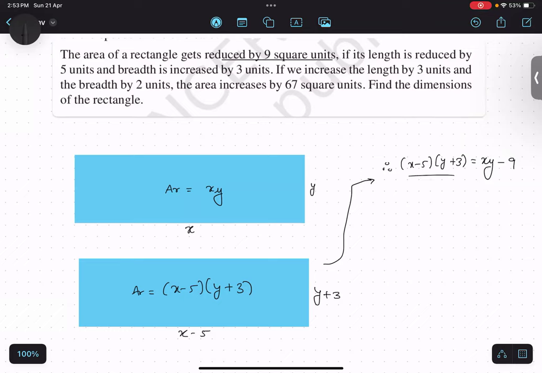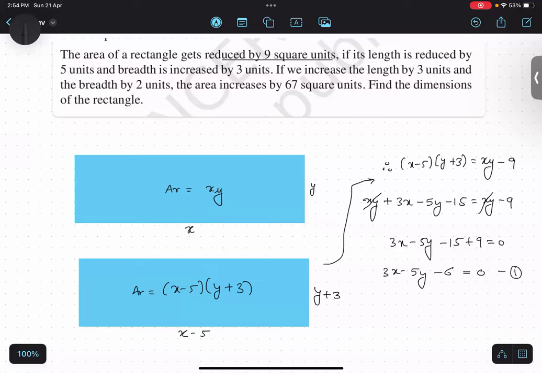Now, just multiply this part. This is binomial multiplication. XY plus 3X minus 5Y minus 15 equals XY minus 9. So XY and XY cancel. So 3X minus 5Y minus 15 plus 9 equals 0. So 3X minus 5Y minus 6 equals 0. So that is my first equation. Understood? Yes.